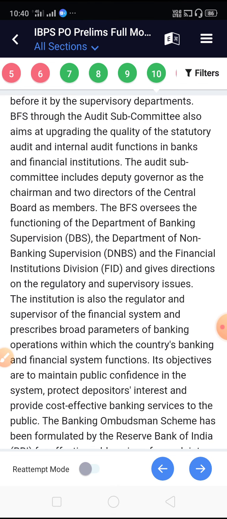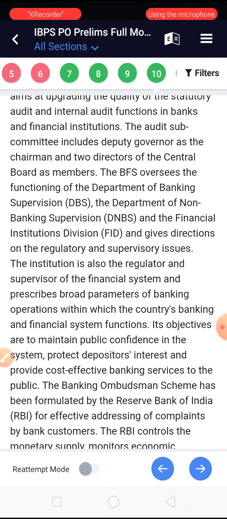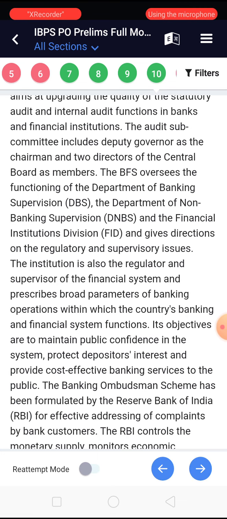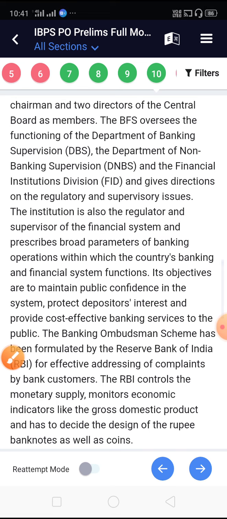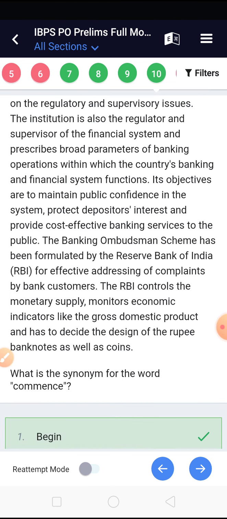Its objectives are the maintenance of public confidence in the system, protecting depositors' interest, and providing cost-effective banking services to the public. The banking ombudsman scheme has been formulated by the Reserve Bank of India for effective addressing of complaints by bank customers. The RBI controls and monitors economic indicators like the gross domestic product and has the sole right to design the rupee banknotes as well as coins. What is the synonym of commence?